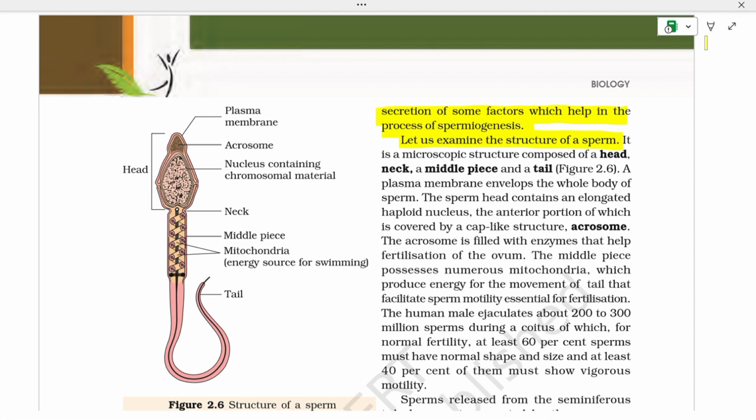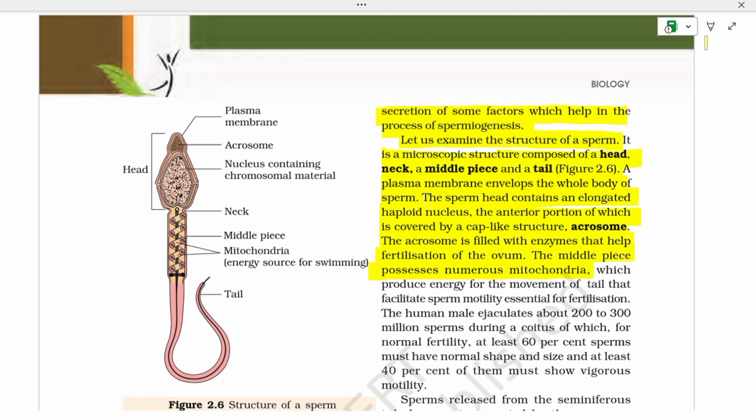Let us examine the structure of sperm. It is a microscopic structure composed of a head, neck, middle piece, and a tail. Figure 2.6. A plasma membrane envelops the whole body of sperm. The sperm head contains an elongated haploid nucleus, the anterior portion of which is covered by a cap-like structure, acrosome. The acrosome is filled with enzymes that help fertilization of the ovum.